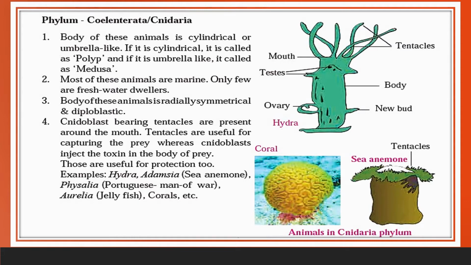For example, Hydra, Adamsia, which is also called sea anemone. Then Physalia, also called Portuguese man of war, or blue bottle or floating terror, is a marine hydrozoan which is found in the Atlantic and the Indian Oceans. Then Aurelia, which is jellyfish, and corals, etc.